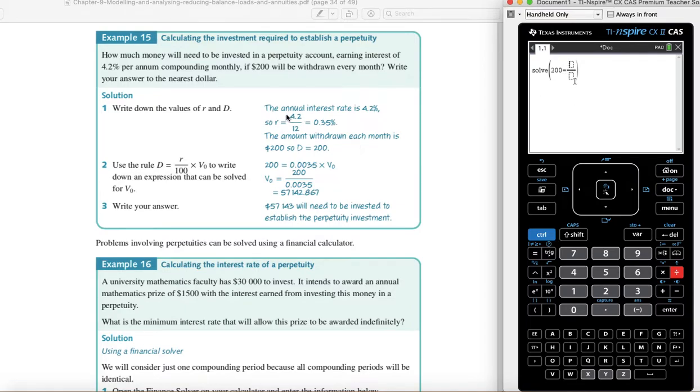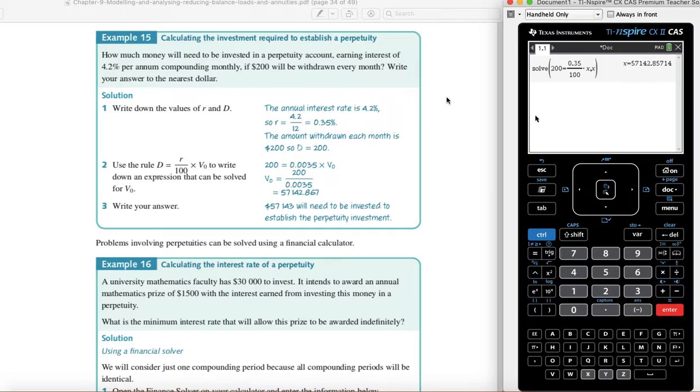So if I go 0.35 divided by the 100, because that's still the percentage, it's still going to be divided by 100, and I multiply that by an unknown amount. So I want to find out what I have to invest. I'm just going to call it X, comma X, and I have to invest the $57,142.87, or if it's the nearest dollar, 43.